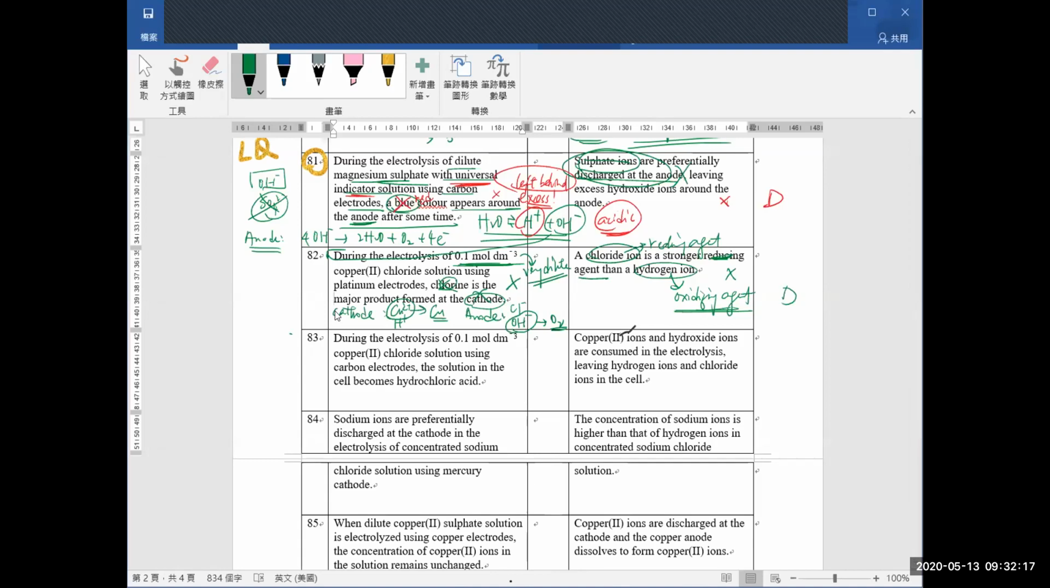Can you get the point? Yes, A, cause and effect. I don't want to mention too much.